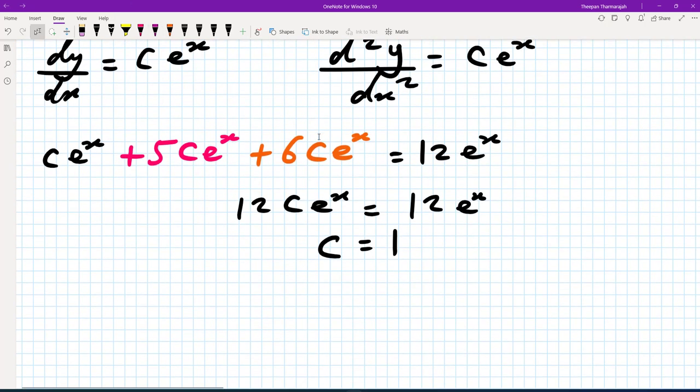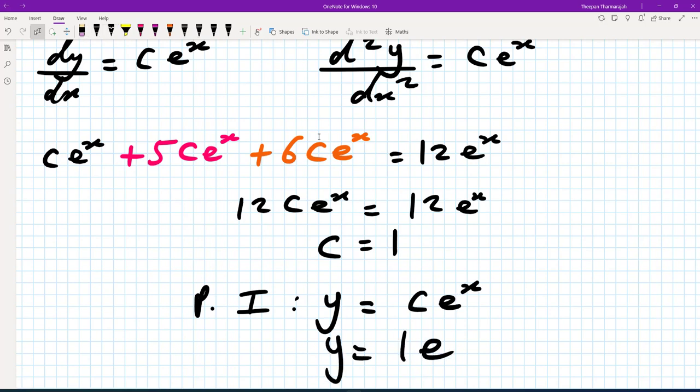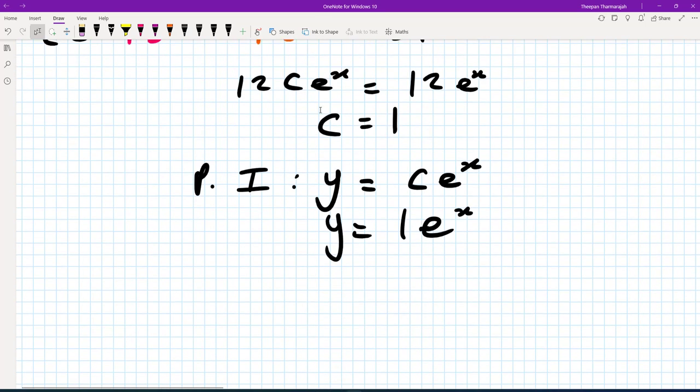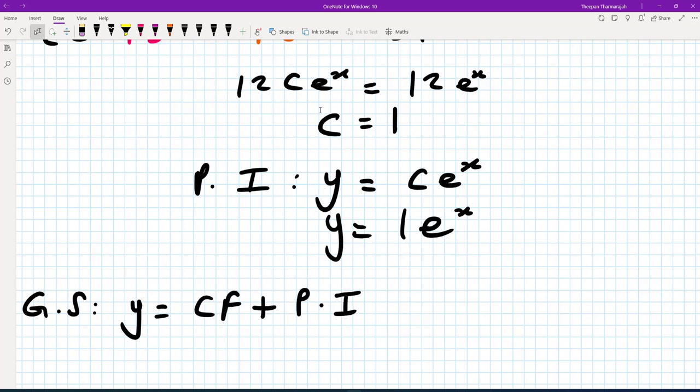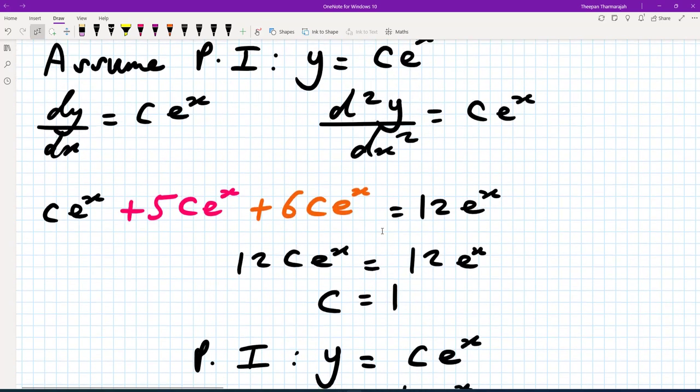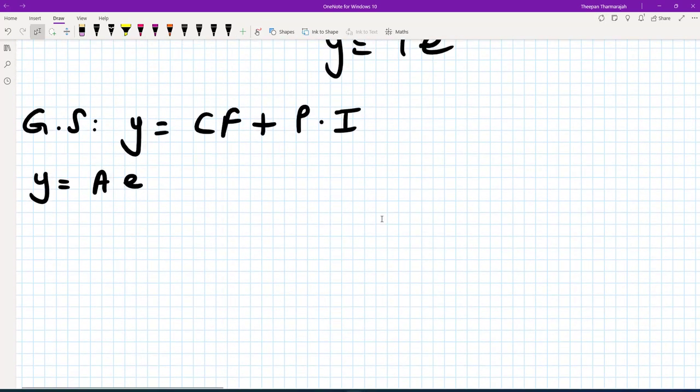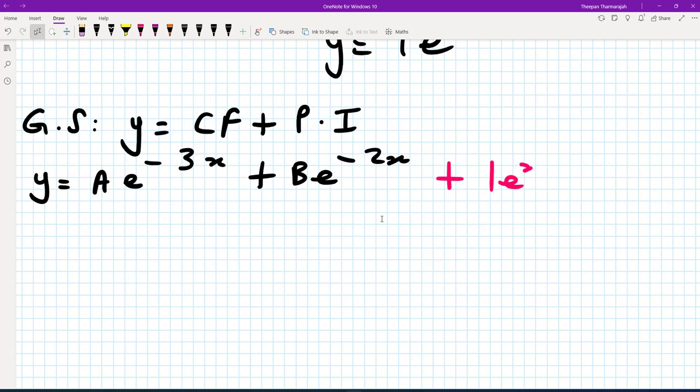So we can say, therefore, the particular integral in the form y equals c e to the x, in our case, is going to be y equals 1 times e to the x. So our general solution is always in the form of the complementary function plus particular integral. So in our case, y is a times e to the minus 3x plus b times e to the minus 2x plus 1 times e to the x.